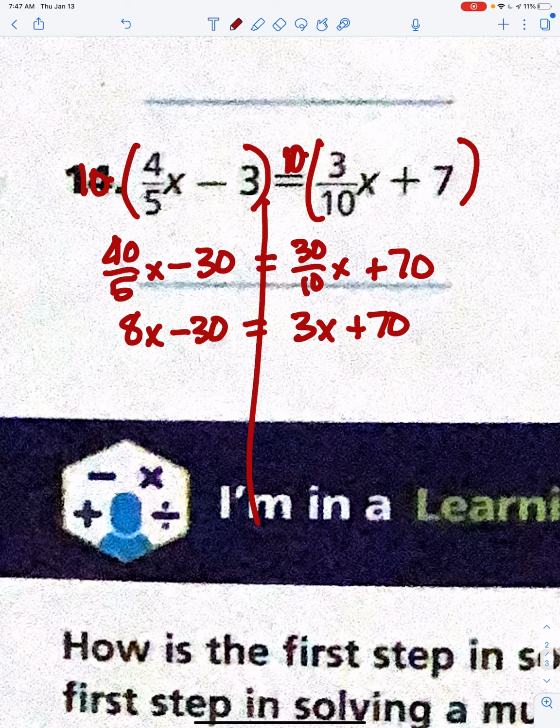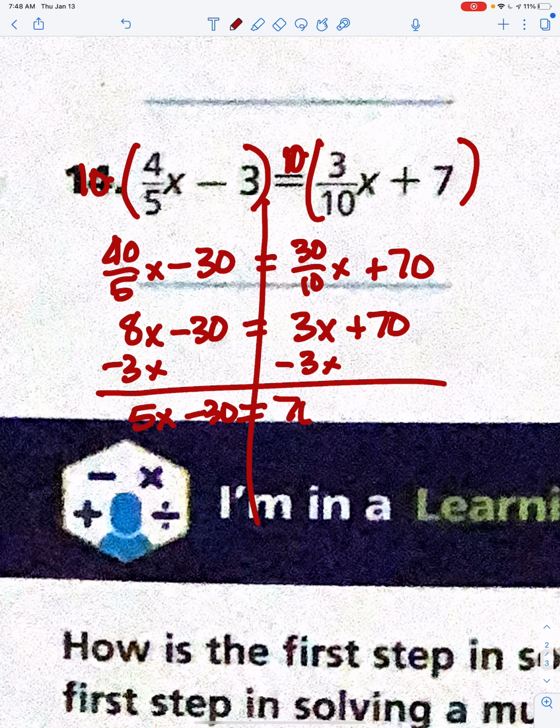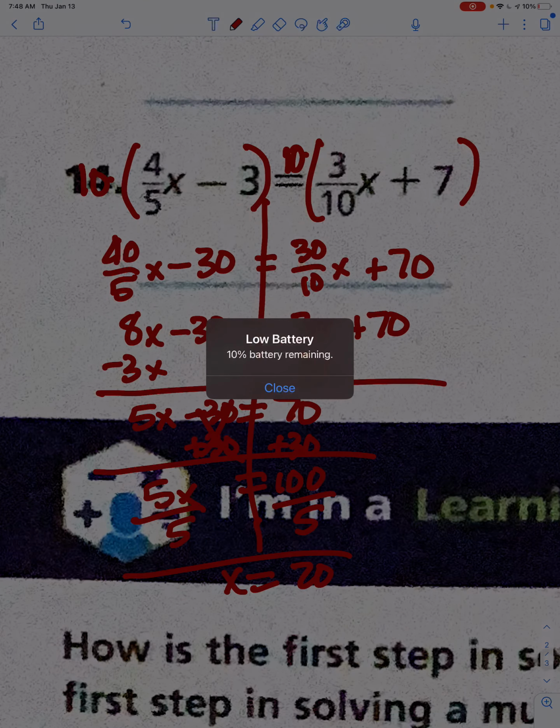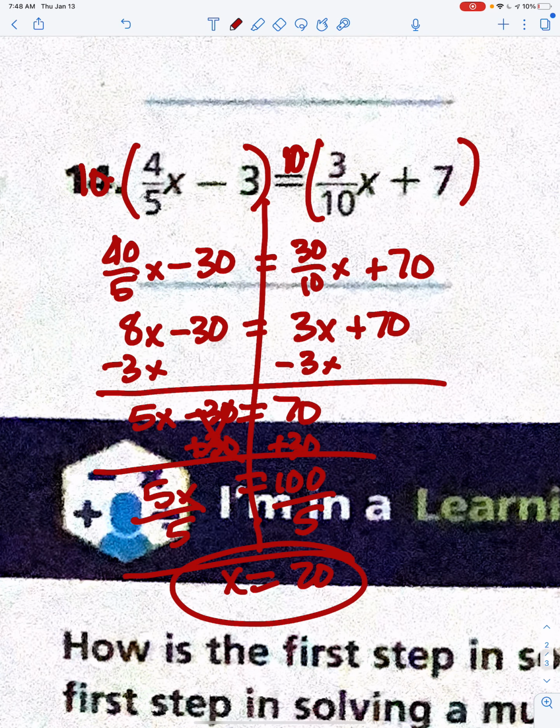So now I just combine like terms. I'm going to bring the 3x over to the left. I'm going to subtract 3x from both sides. And I get 5x minus 30 equals 70. I'm going to add 30 to both sides so that I just have x's on the left. And I end up with 5x, this cancels, equals 100. And now I divide both sides by 5. And I get x equals 20. x equals 20 is your answer.